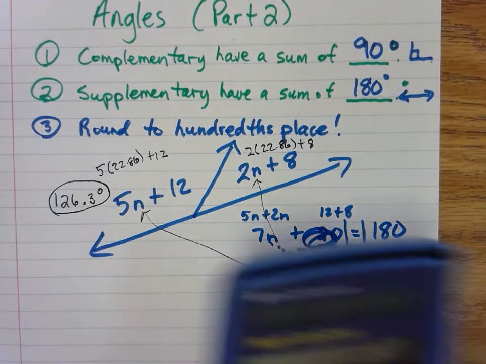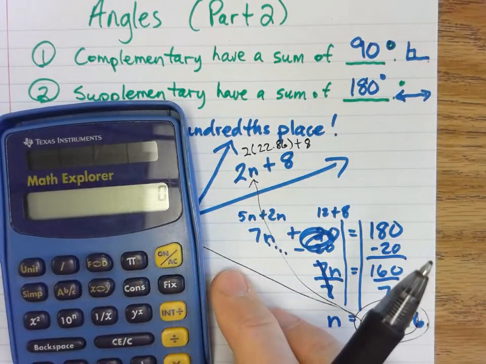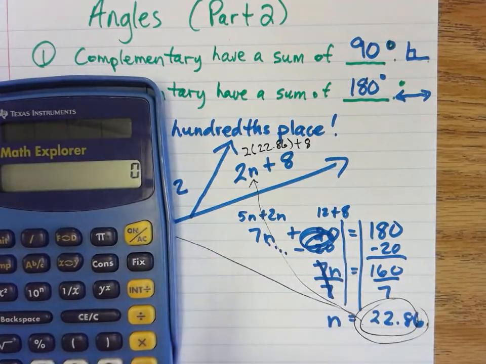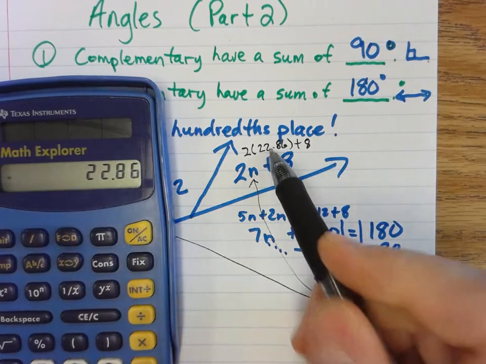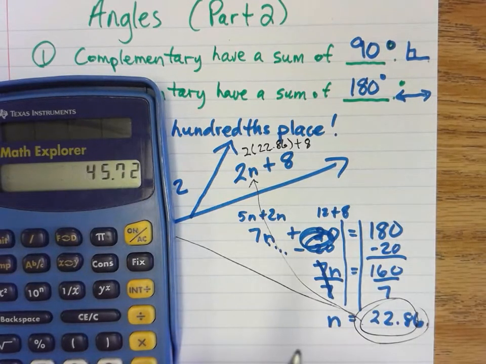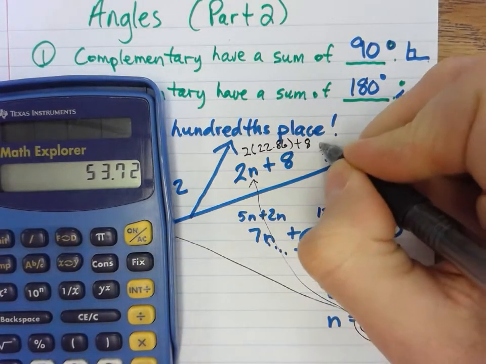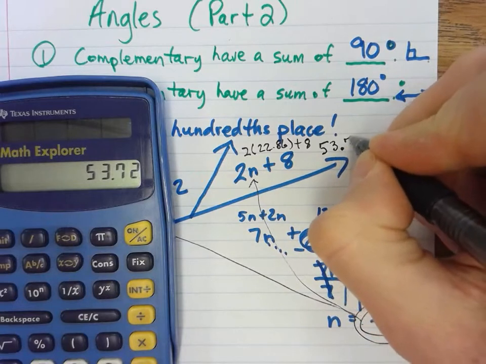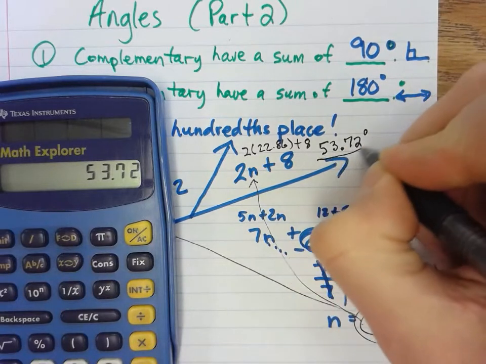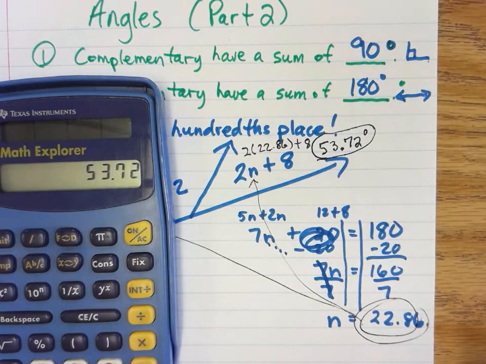All right, so let's go over here and do the small one. So that one is 2 times 22.86, because that's what I got for n. That would be that, but don't forget to add the 8, so plus 8. And that means the acute one over here is 53.72 degrees. And again, we're going to go to the hundredths place. This one actually didn't go out to the hundredths place.